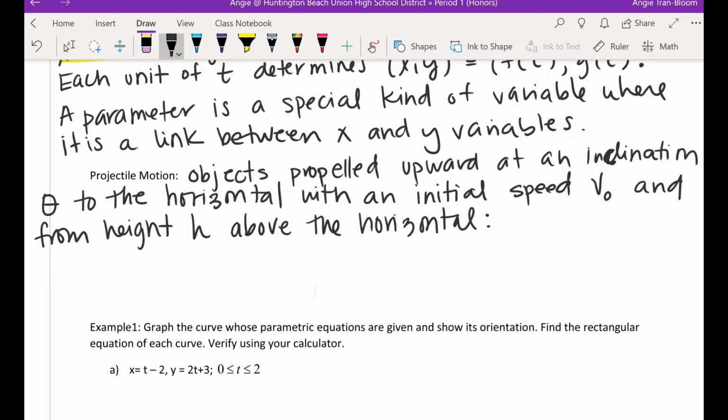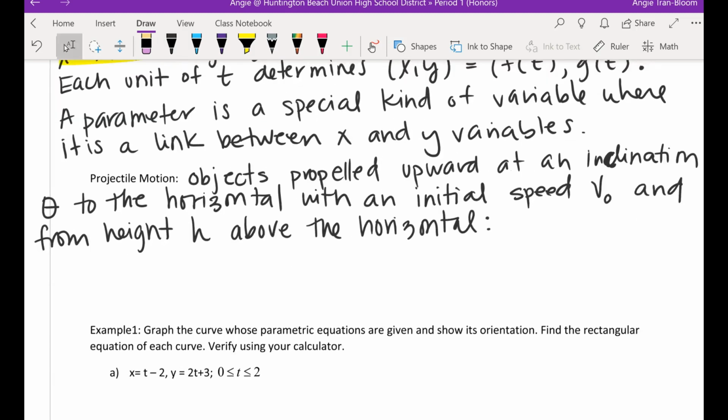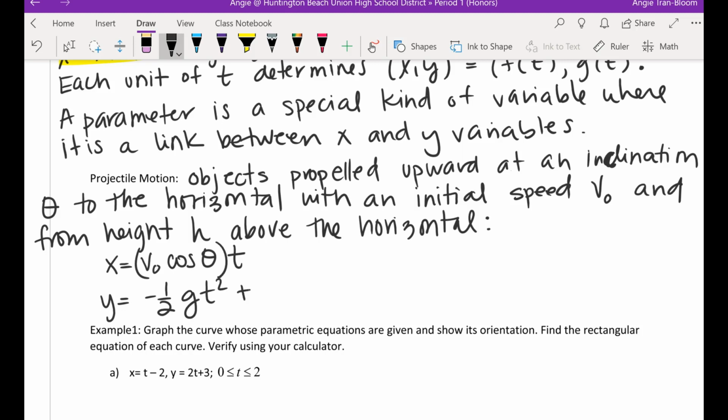Now you have to come up with your own equation. So here are the equations to find projectile motion questions. X equals the initial speed, which is the initial velocity, times cosine of theta times t, and t is your time. Then y equals -1/2 g t squared plus v subscript 0, your initial velocity, times sine of theta, all of that times t, where t is time.